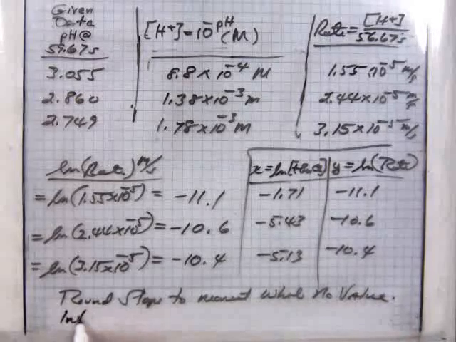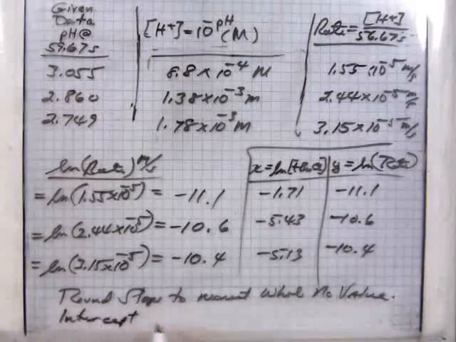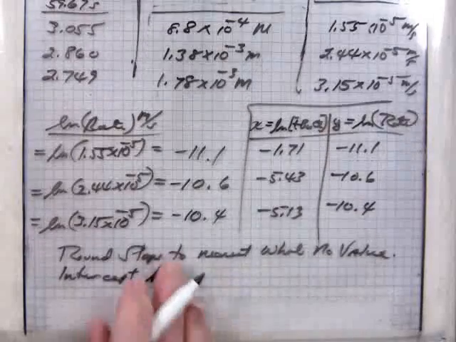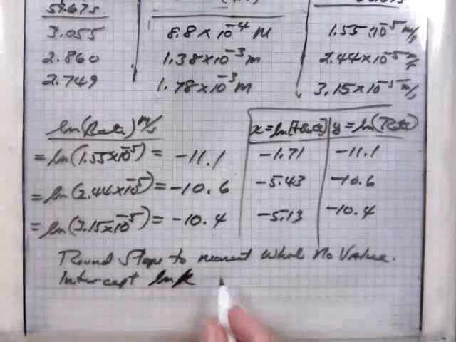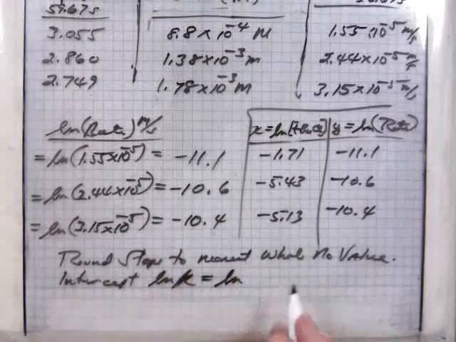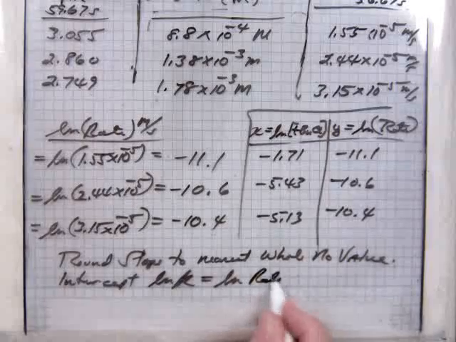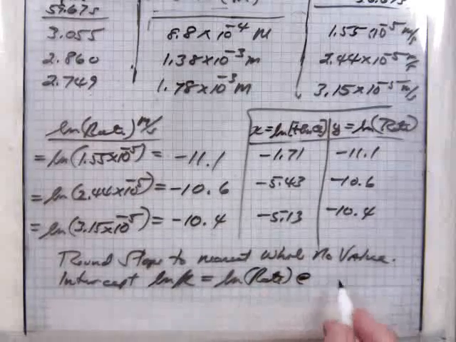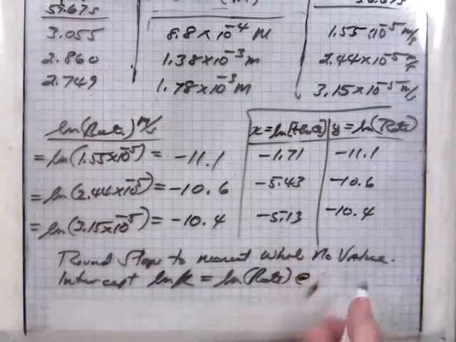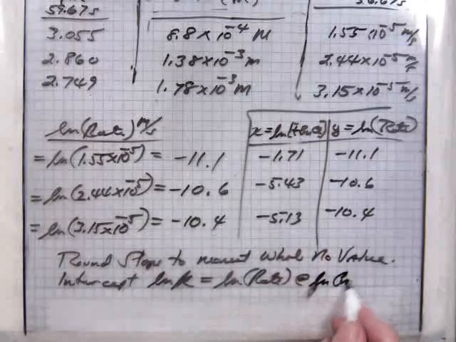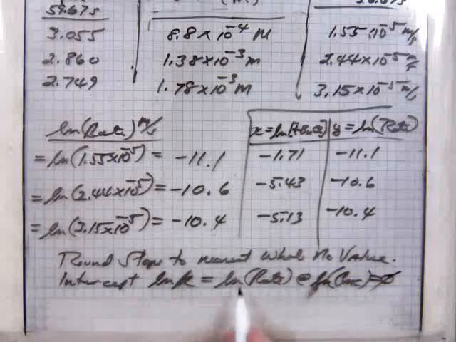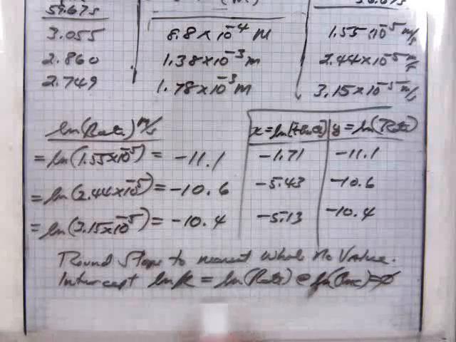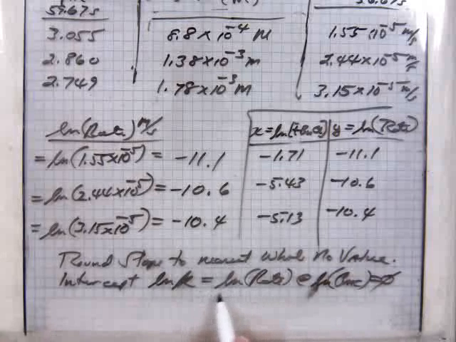Intercept, K. ln of K equals ln of rate at ln of concentration equals 0. That means whatever you get as far as that K is e to the whatever ln rate is in the plot.